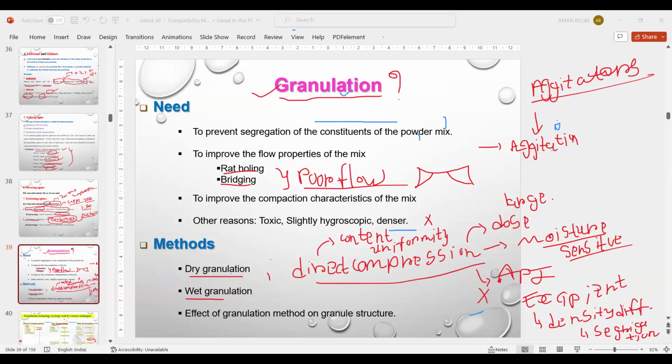Rat holing means a structure like a rat hole, so that's why it is named rat holing. From inside it is hollow and around it is covered by the powder of the API. And bridging is where a bridge-like structure forms in the hopper, because we add our ingredients, excipient and API, from the hopper.